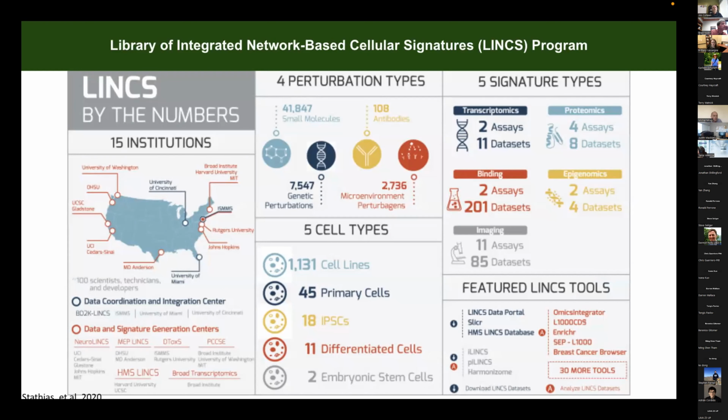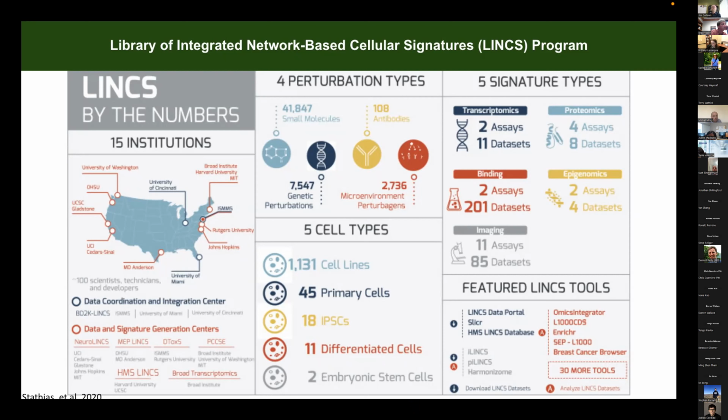And it's a really cool program that folks from 15 different institutions have contributed to. There are 4 different perturbation types, which I mentioned on the previous slide. And there are over 1,000 different cell types that have been perturbed by these different perturbogens. So the folks here assayed different signature types, including transcriptomics, proteomics, binding, epigenomics, and imaging. And they've developed a bunch of different tools to help people analyze that data.